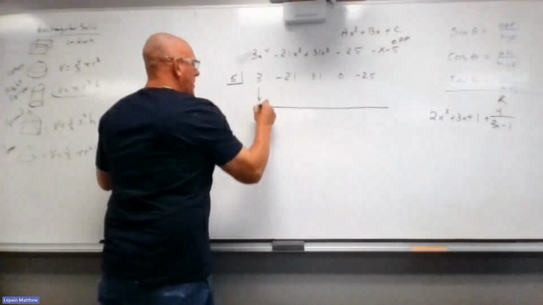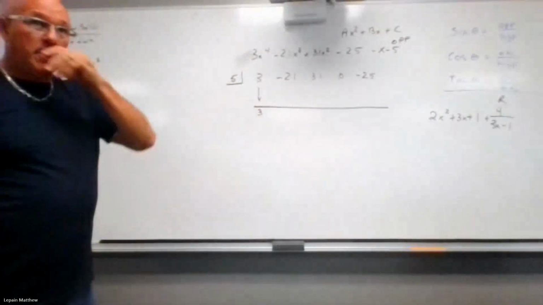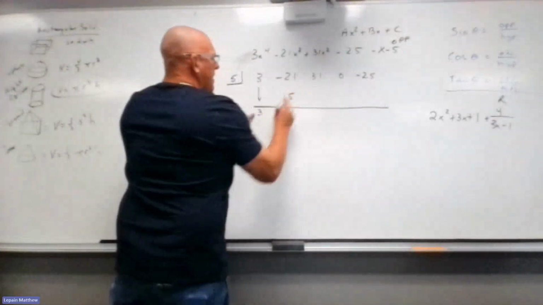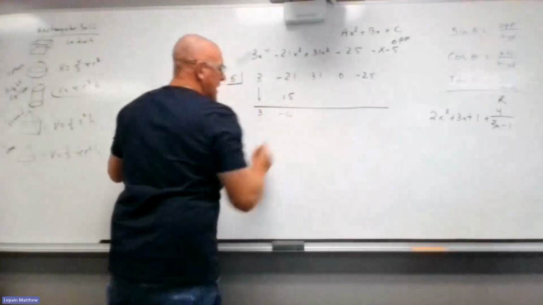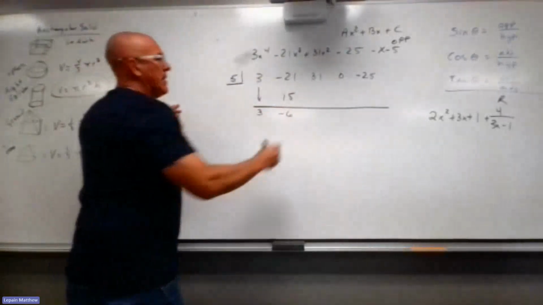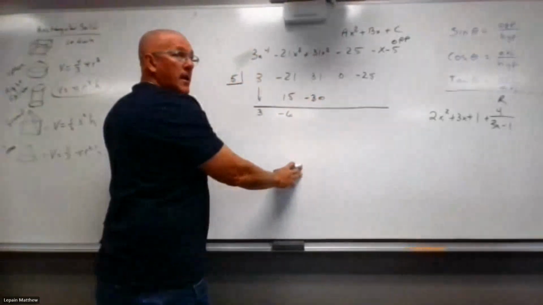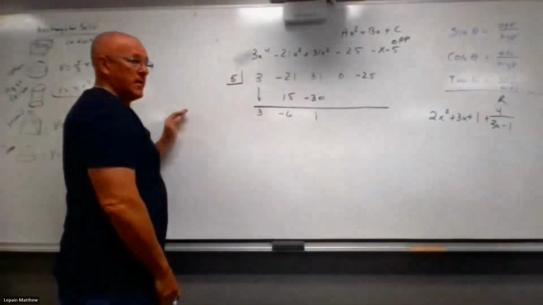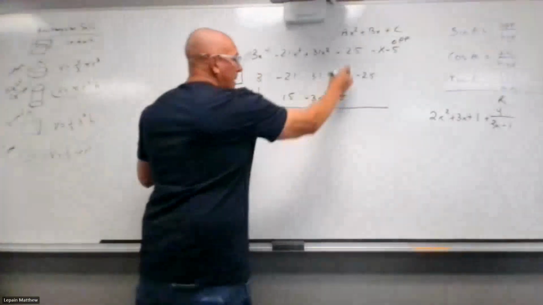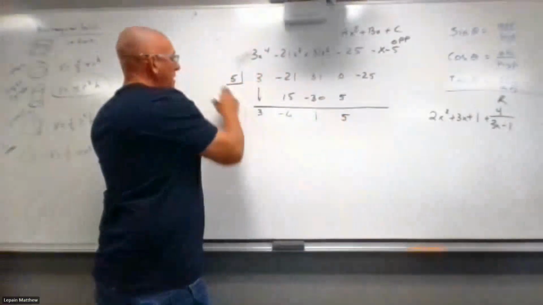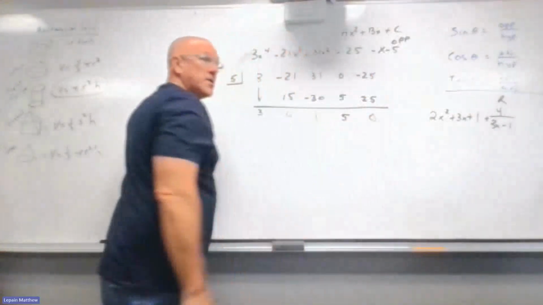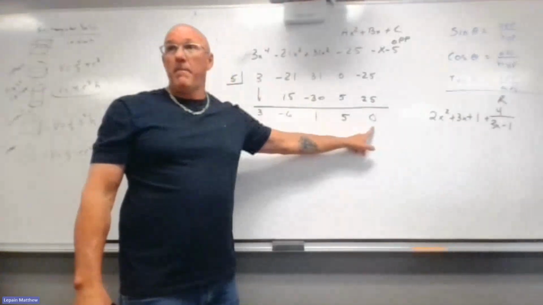Bring down the first term. 5 times 3, 15. Calculate, -6. 5 times -6, -30. Calculate, 1. 5 times 1, 5. Calculate, 5. 5 times 5, 25. Calculate, we get 0. So in this one, we don't have a remainder, okay?